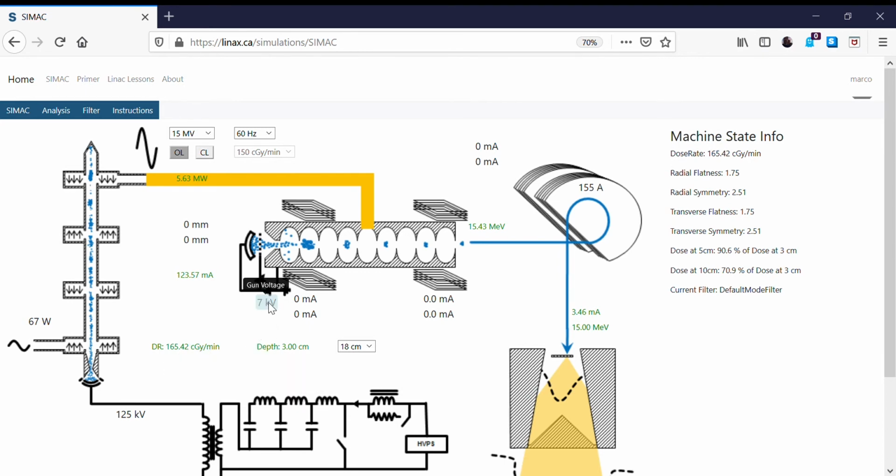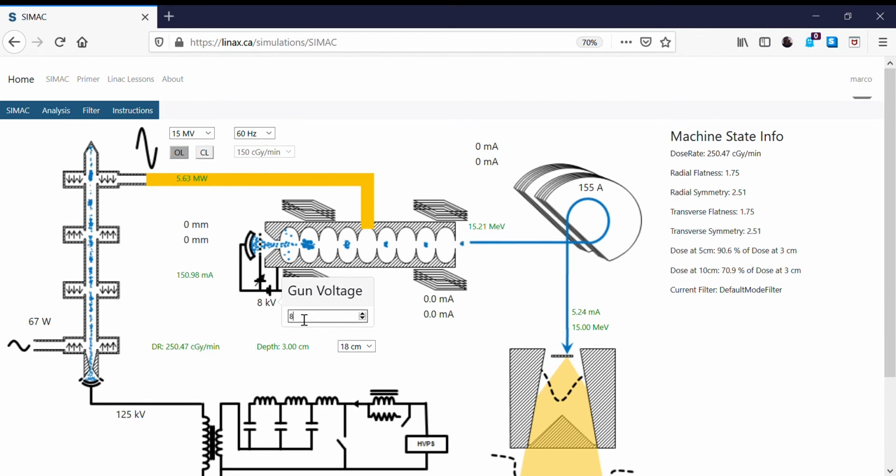So we can explore what happens if I now adjust this. I'm going to adjust the gun voltage now, say up to 8 kilovolts. So now we're going to have more electrons going through the accelerator, so we have a higher gun current. We now have a lower beam energy because those electrons have the same amount of RF power accelerating them, and our dose rate increases.